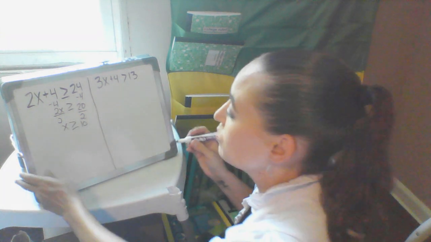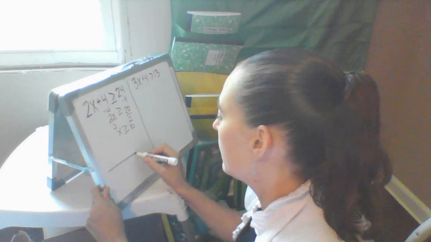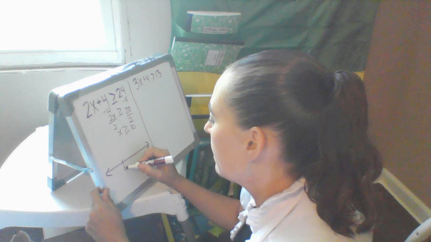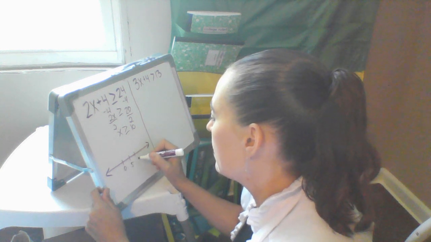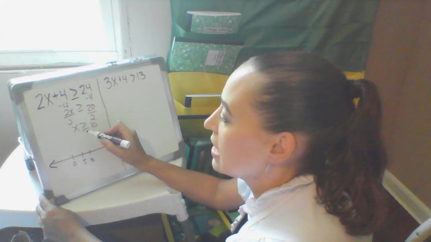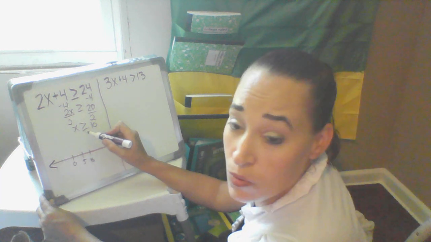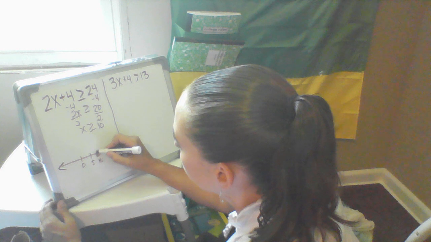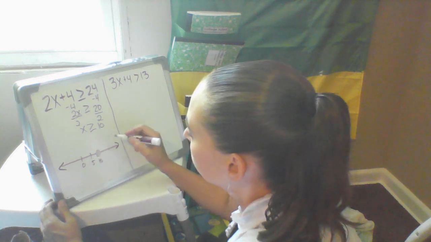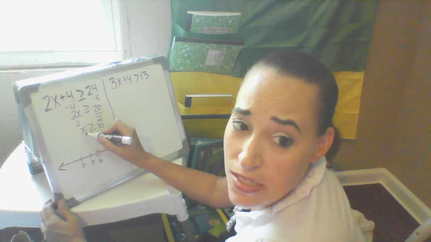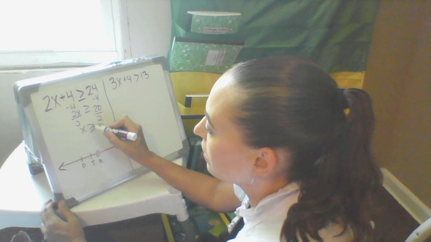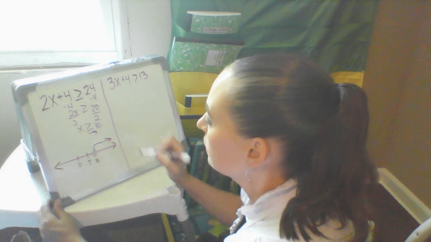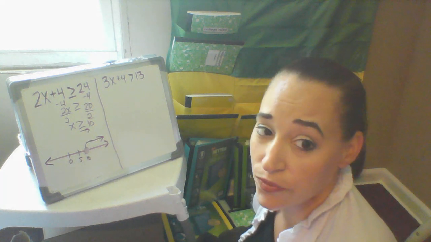Now we can graph that. Since it says greater than or equal to, it's a solid colored in circle. Since the x is on this side, this shows the way the arrow is pointing, which means the arrow is pointing that way. And that's your graph.